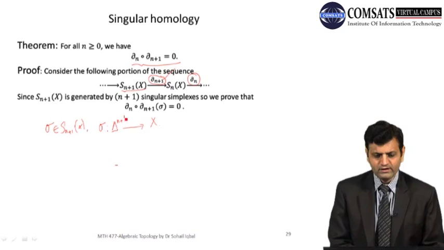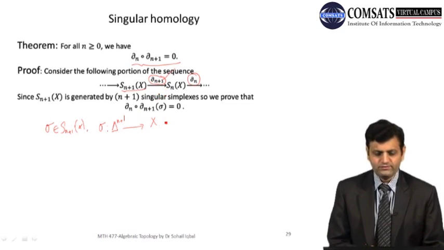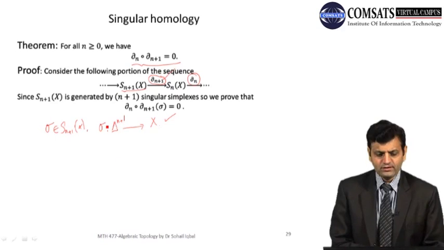I just need to prove the result for this, and if I can prove it for this, then it will be true for the rest of them, because we defined these boundary operators by extending them linearly. So that's why it is enough to prove it for this. In other words, we want to show that ∂n ∂n+1 of sigma is equal to 0.